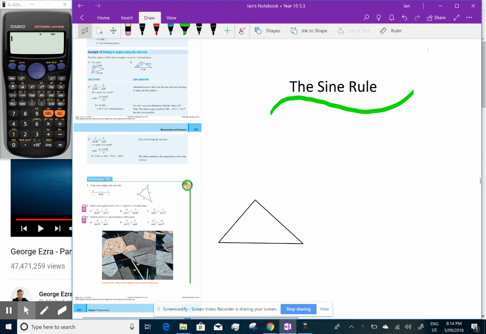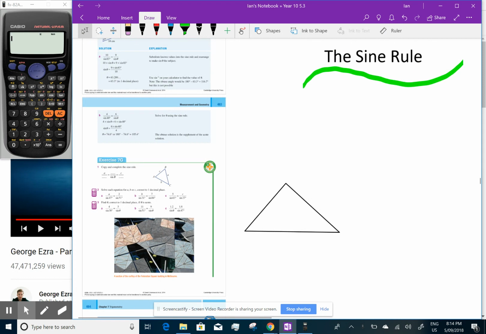Let's have a look at a non-right-angled triangle, and I've drawn one here. And I'm going to label it, but there's no right angles in this triangle. So let's label it. So we'll call this vertex A, this vertex B, and this vertex C. Now, one of the conventions that we have when we label a triangle is that the opposite side to the vertex becomes this lowercase letter. So if I look over here, to this side, I'm going to call that little a.